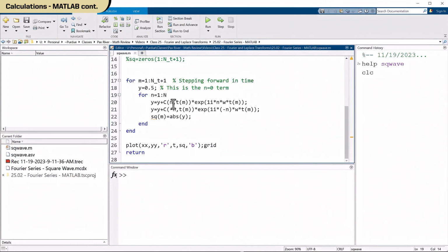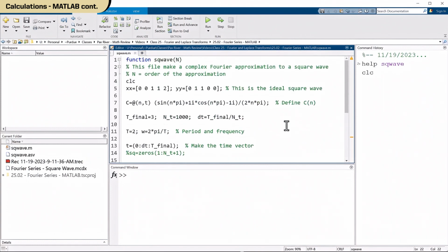So I've got positive ends there and negative ends there. And I'm skipping 0 because if I try to evaluate it, it's going to be undefined. I'm going to be trying to divide by 0. And there it is right there. I start with that. And the last thing I do is just take the absolute value of y. And then when I'm done, I'm just plotting x, x, y, y, which is the ideal, and then my complex Fourier series approximation. So there it is.